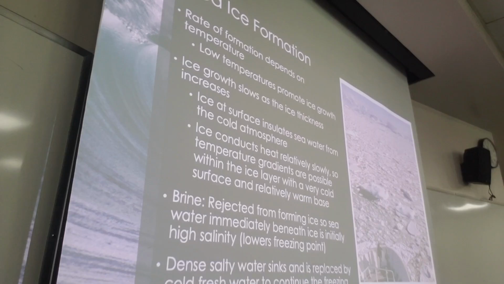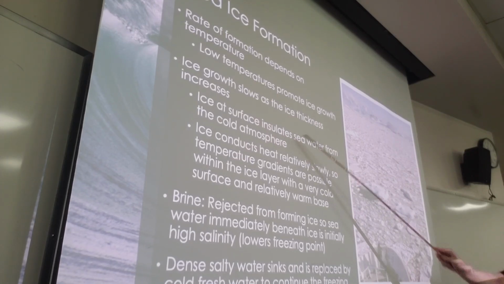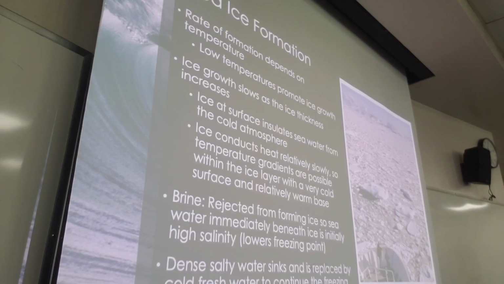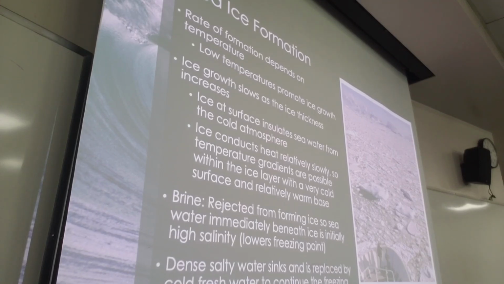And so if you imagine you have a thick layer of ice, let's say it's a meter thick, right? So now the base of that layer of ice is 1 meter separated from the cold atmosphere, and there's actually an insulating layer of ice above it. And so the basal layer, which is where you're going to get freeze-on happening, is protected. It's insulated from the cold atmosphere. And so as the ice gets thicker and thicker, it grows more and more slowly, and you have to have even colder temperatures to grow that ice.